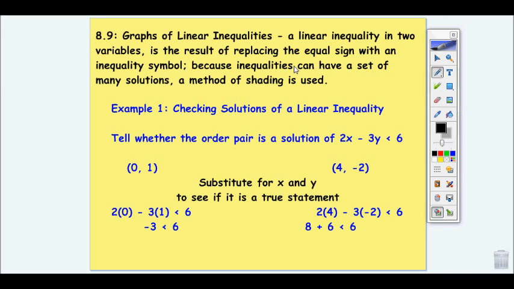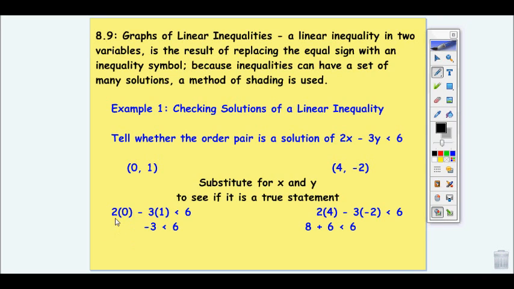The first example is going to be much like 8.8 when we were checking solutions. We're going to get a coordinate point, substitute it in for our x and our y, and see if that inequality is in fact true. That would make it a solution to that inequality.